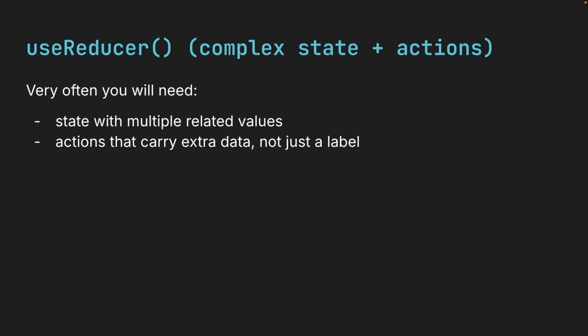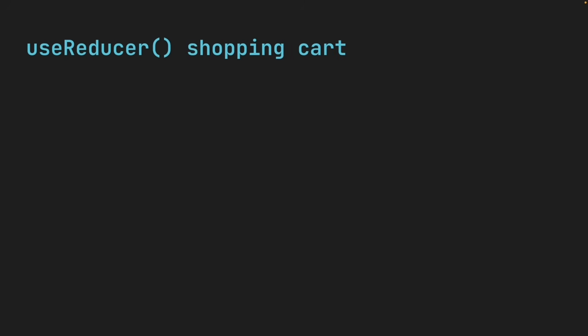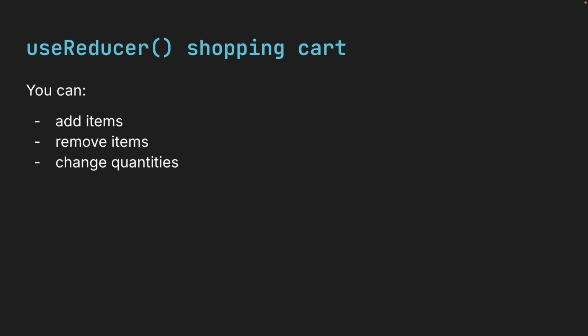To make it practical, we will build a small shopping cart. Think about what a shopping cart needs to do. You can add items, remove items, change quantities, show totals, and clear the entire cart. There is a lot of related data that must stay in sync. And this is a perfect situation for useReducer.